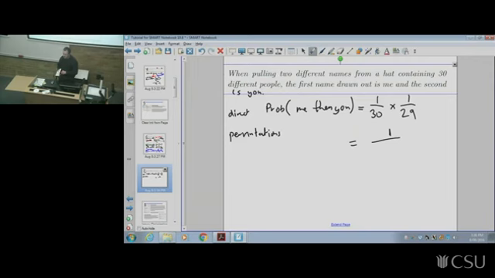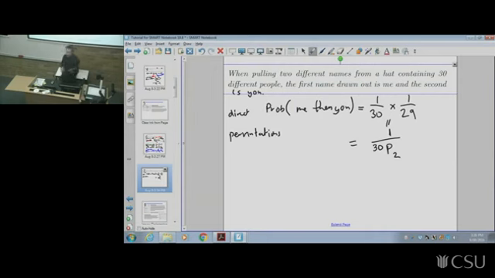How'd you work that out? 30 P2. That's right. So the number of ways of ordering 2 things from 30 would be 30 P2. And those 2 numbers are the same. If you type it in your calculator, you've got the same. Which is fortunate. So they both work.